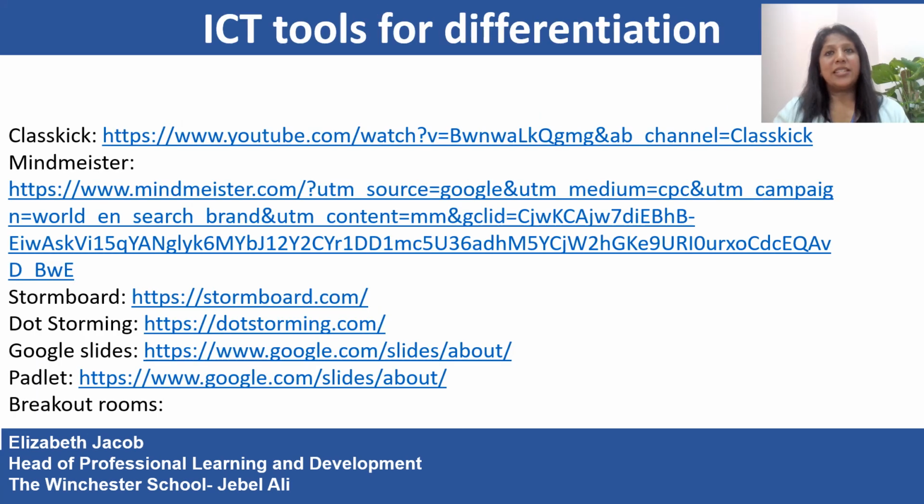Please do visit these links for various ICT tools that could be used for effective differentiation. Explore the tools and see if you could use them in your lesson planning.